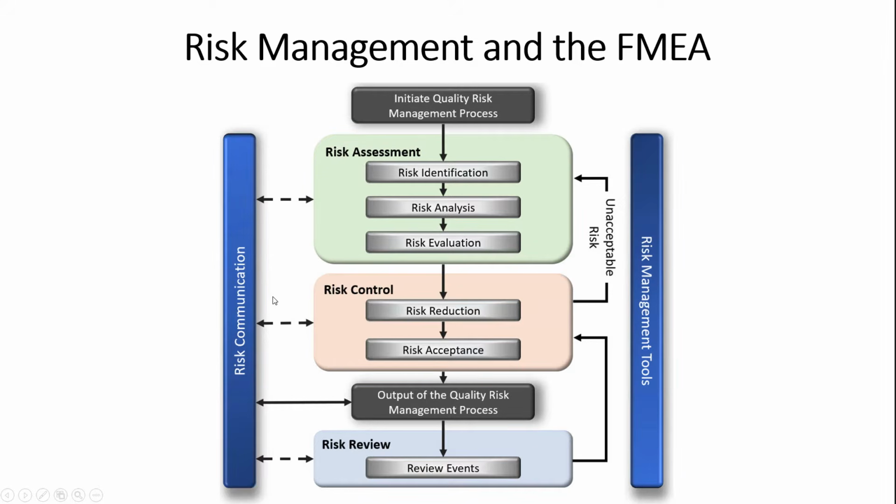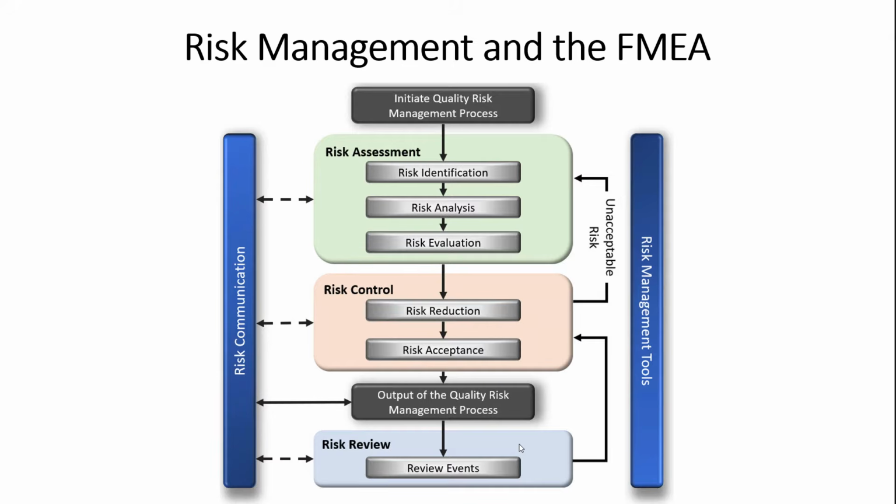Communication is such an important part of risk management, both up and down the organization, but laterally throughout the organization. And essentially, as we go through the FMEA process, I'm going to talk about how the FMEA, which is one of the most important risk management tools, facilitates almost all of these unique activities within risk management. We identify risks, we analyze them, we evaluate those risks, we reduce risk through things like corrective action, and then ultimately at the end of the day, we have to accept the risks that we've described within our FMEA, right? When we approve it and we go into production with an approved PFMEA, we are inherently accepting the risks that we've identified. And then ultimately it comes back to risk review and risk events.